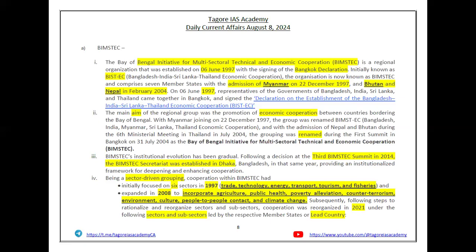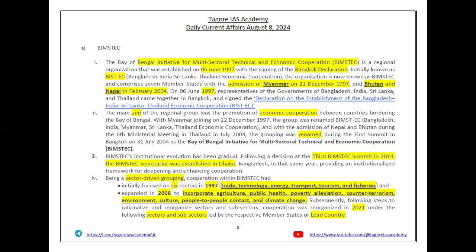Okay. Then it is a driven grouping. Now, initially there were 6 sectors. In 2008, they took it up. As of now, there are 14 sectors on which these countries cooperate. Then in the last line, you can see there is the last word, lead country.